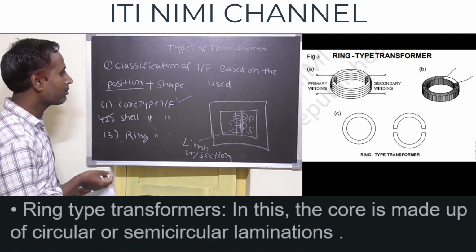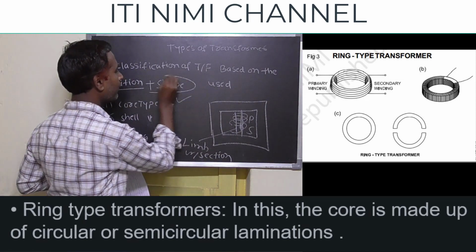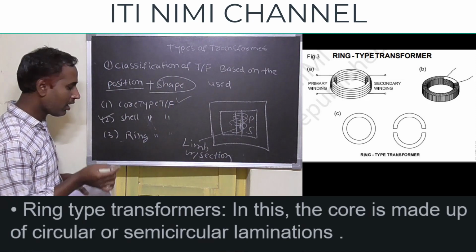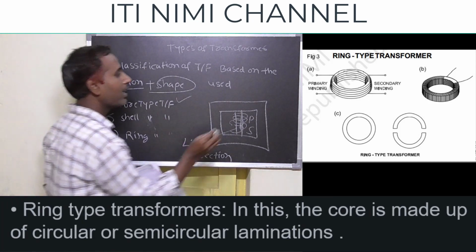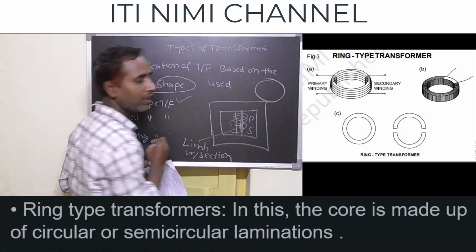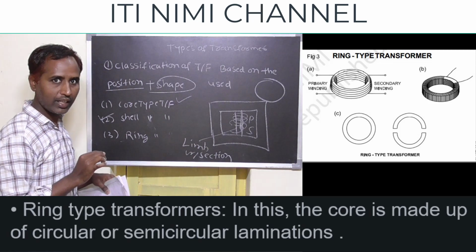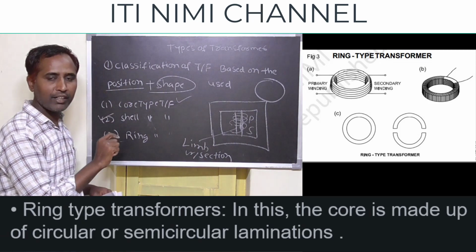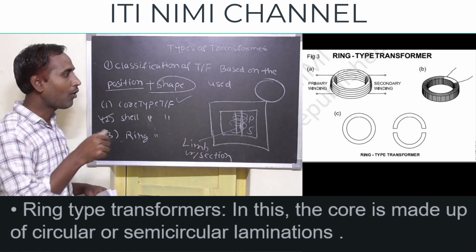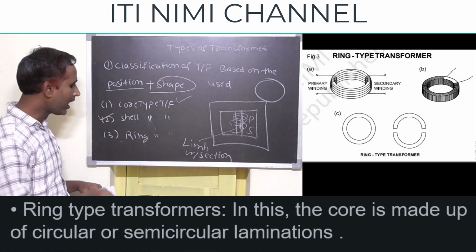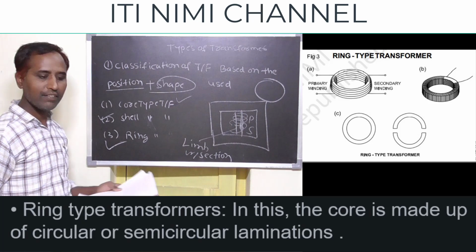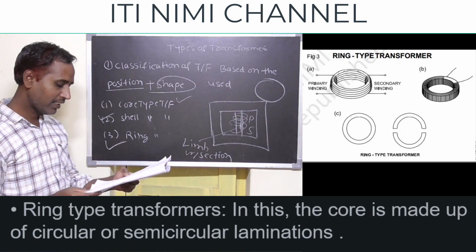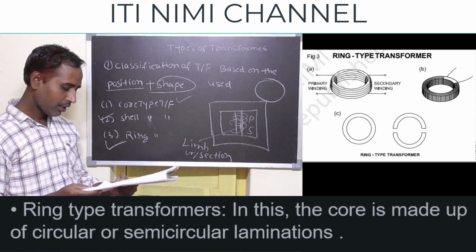Ring type transformer means the shape of the core looks like a ring. The position of the winding is the same on the ring. Primary winding and secondary winding are wound on the same ring. That's why we will say it's a ring type transformer. Okay friends, this is completed.